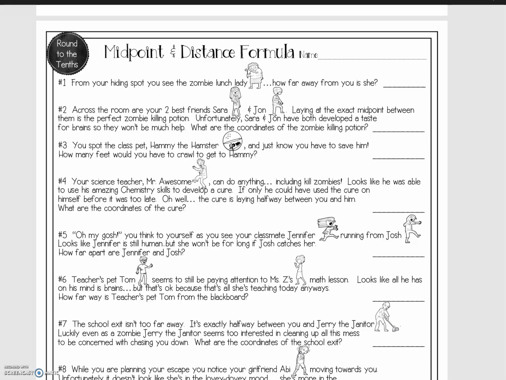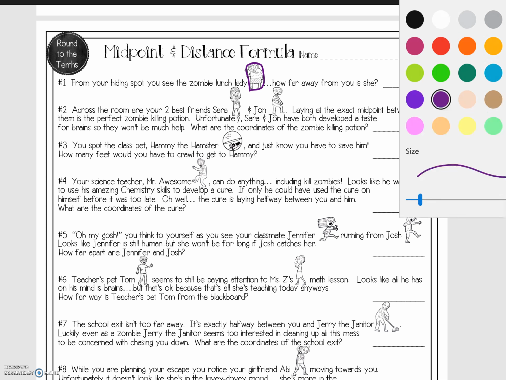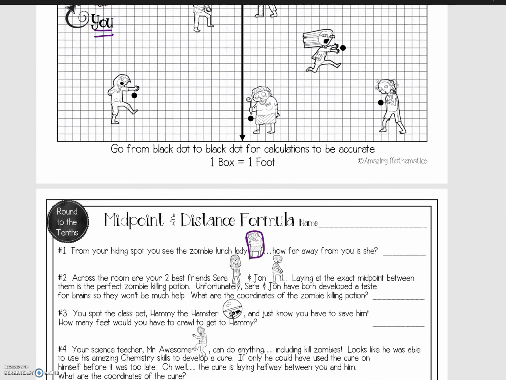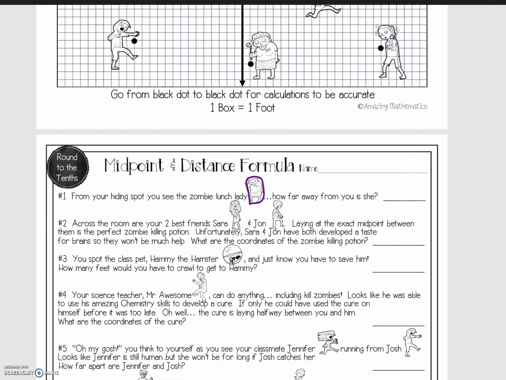All right, so question 1 says, from your hiding spot, you see the zombie lunch lady. So we're looking for this lady. How far away from you is she? So we need to figure out where you are. I forgot the ordered pair where we were at, so let's go back and look. We're at -17 and 5. So -17 and 5. And let's find out where she is.